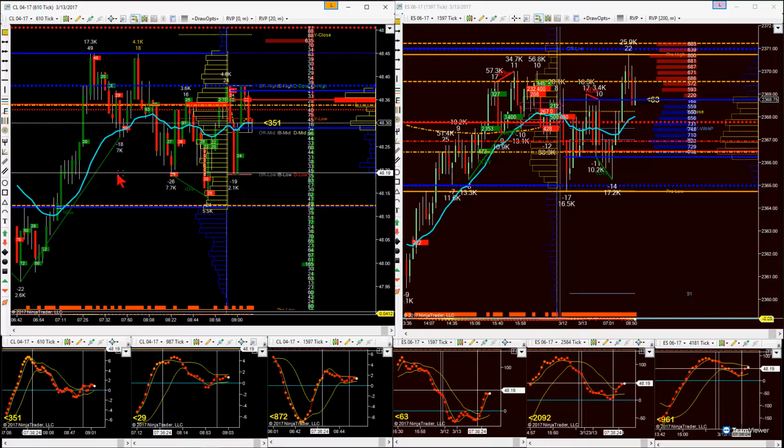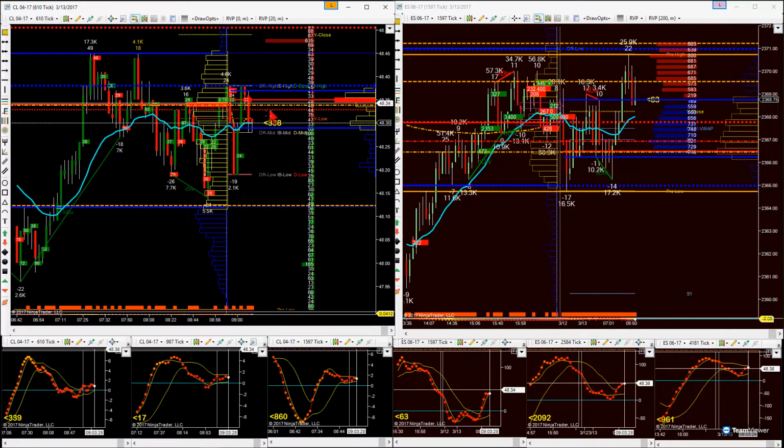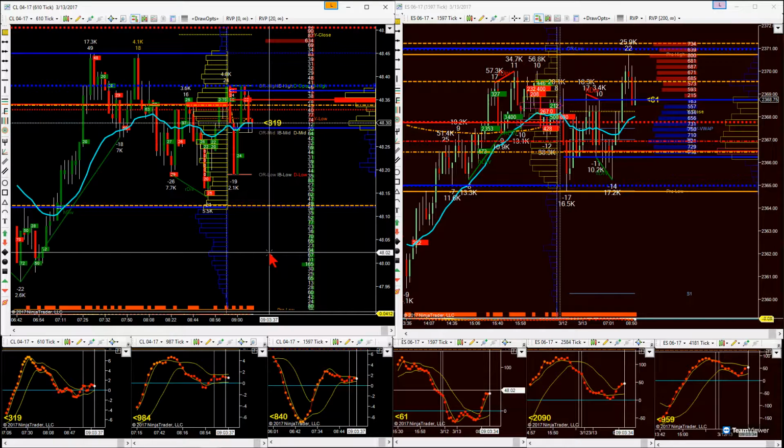Strong negative divergence from the overnight high. Well, you can't really call it negative divergence. We haven't tested. Never mind. I take back what I said. No negative divergence. We really just kind of got to wait and see how this plays out.